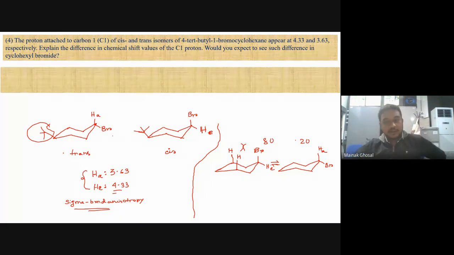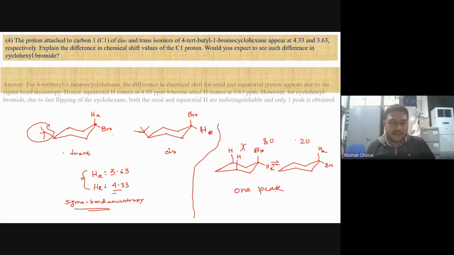But when there is no tertiary butyl group, a fast exchange between these 2 will happen. During the flip, this happens so fast that you cannot differentiate it. You will only end up with one peak, which is the average of these 2. Okay, this will come at around 4 or 4.1.